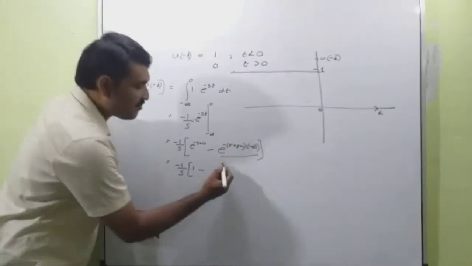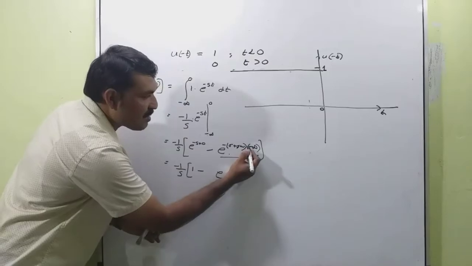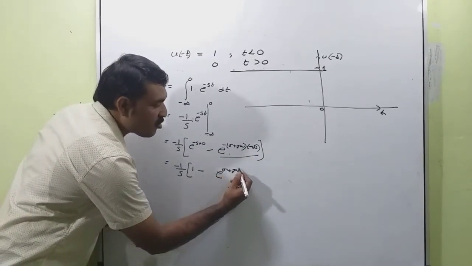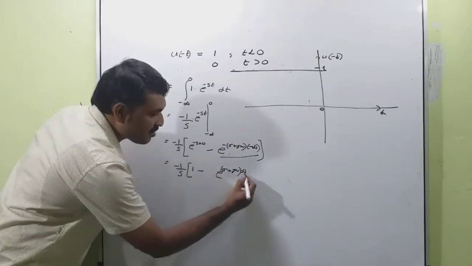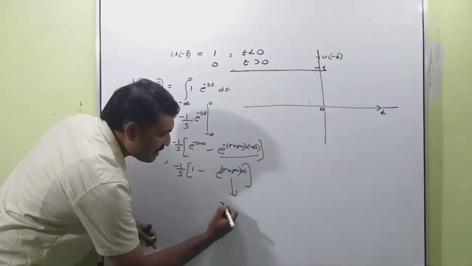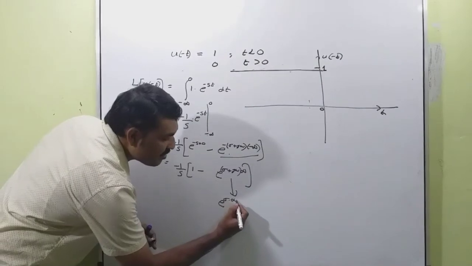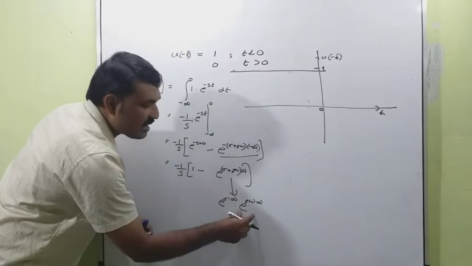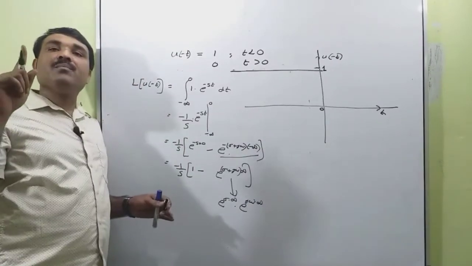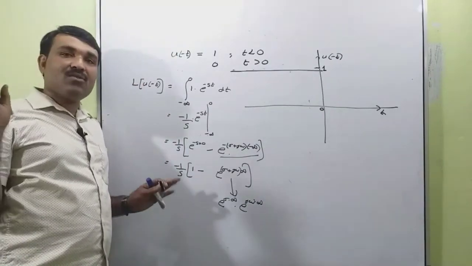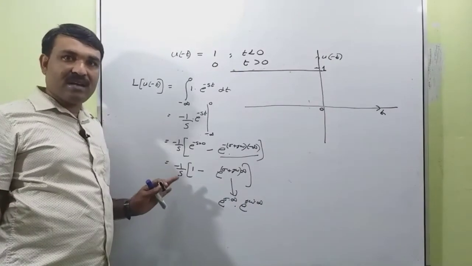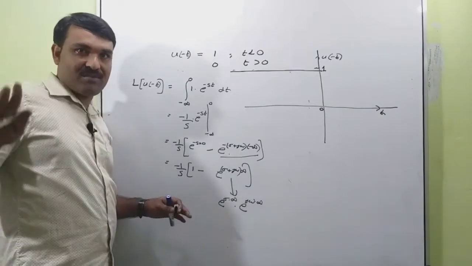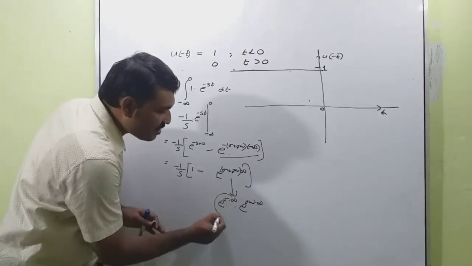What is the value of this term? This term can be written as e raised to minus of minus, which becomes plus, sigma plus j omega into infinity. So I am writing this term as e raised to sigma into infinity, into e raised to j omega into infinity. And again this term is a phasor of unit magnitude rotating in the anticlockwise direction an infinite number of times, when time is equal to infinity. Now, what is the value of this?